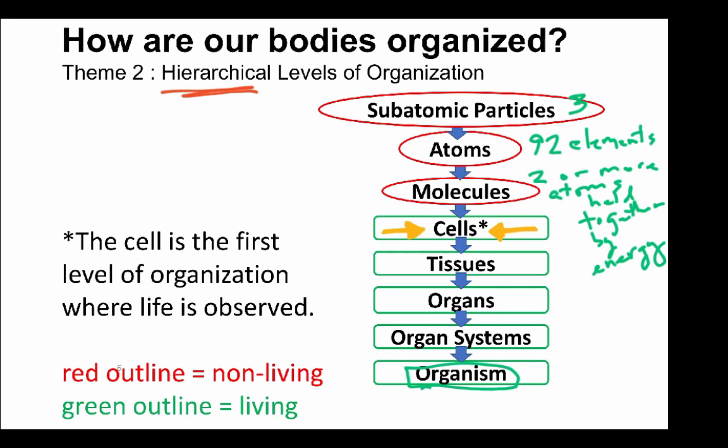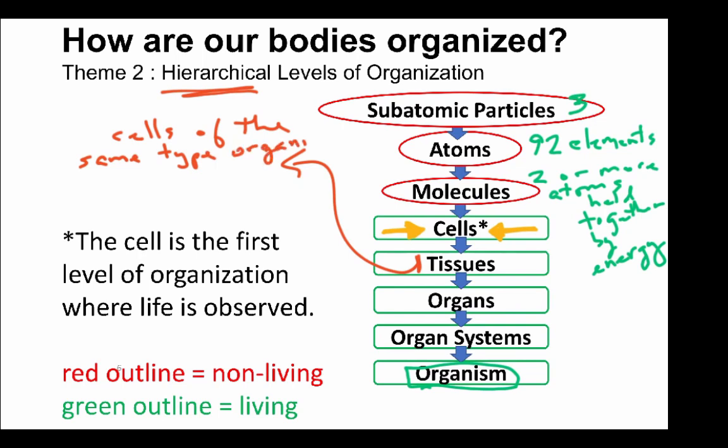Now, cells can be organized into units that we refer to as tissues. A tissue, I'm running out of space to write here. A tissue is defined as cells of the same type that are organized for a common purpose.